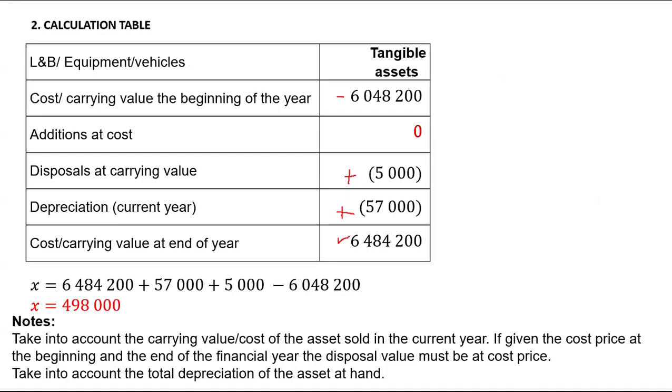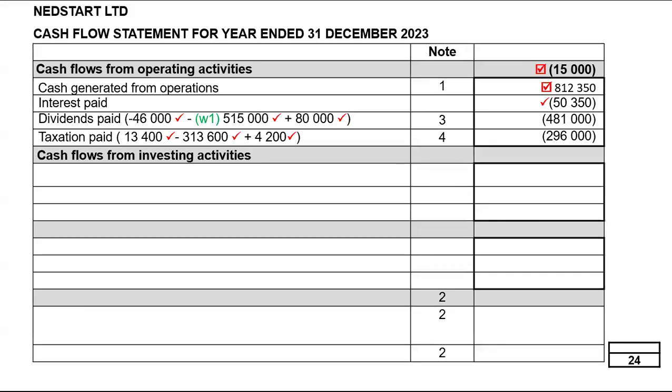But in the cash flow statement, additions affect your cash negatively because you are losing money. You are buying an asset, so you're losing money. That is why when you put it here, you will put it in brackets. In the tangible asset notes, you put it without brackets, but when it comes to the cash flow statement, you put it with brackets.